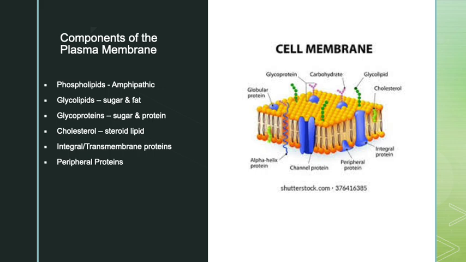We also see some peripheral proteins in this picture. On the outside, there's this globular protein labeled right here. And on the inside, we see one labeled as a peripheral protein. Both of those are associated with the periphery or the edges of the cell, so we call them peripheral proteins. They are only going to be associated with one side of the cell or the other, the outside or the inside. They are not going to cross that entire cell membrane like your integral proteins.